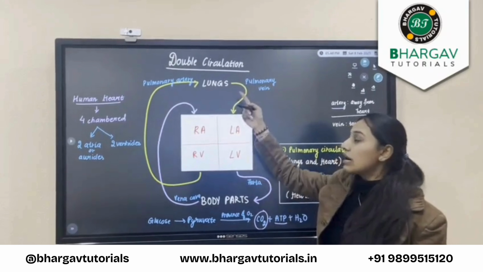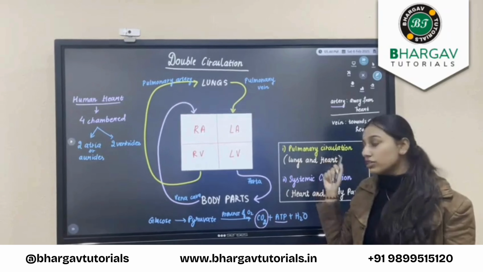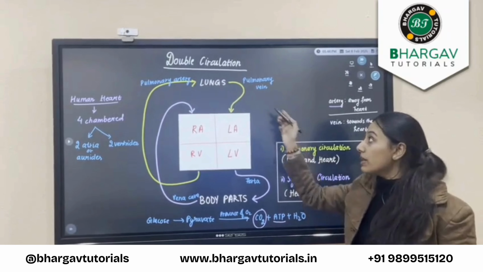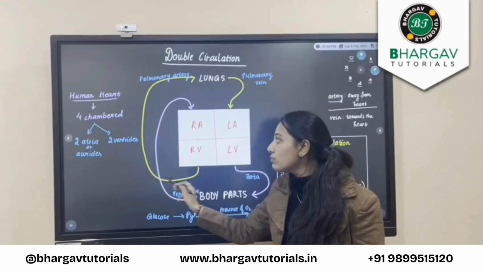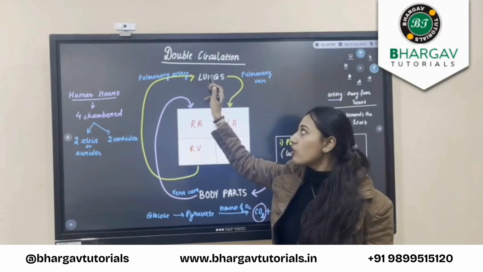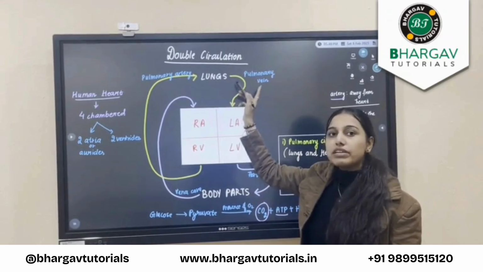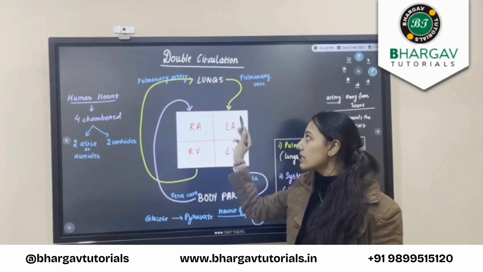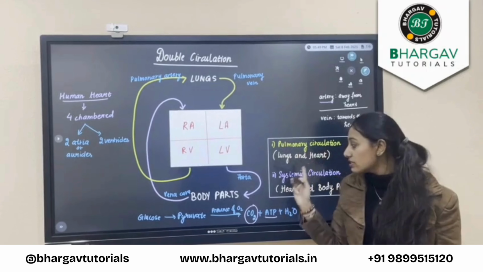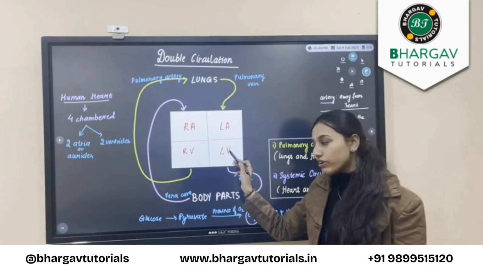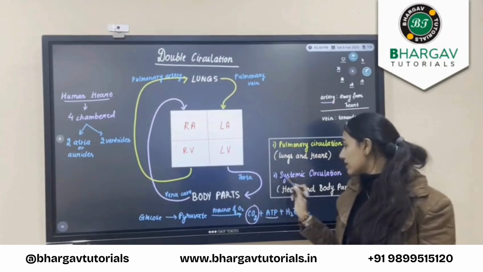Now our topic was double circulation. We can divide this circulation into two parts. One is pulmonary circulation and another is systemic circulation. Pulmonary means lungs. So carrying deoxygenated blood from the right ventricle to the lungs, getting it oxygenated and moving forward to the left atrium. This is your pulmonary circulation. In this we are connecting lungs and heart. So this is your pulmonary circulation. In systemic, what happens? From the left ventricle to body parts, from body parts to the right atrium. That means we are connecting heart and body.